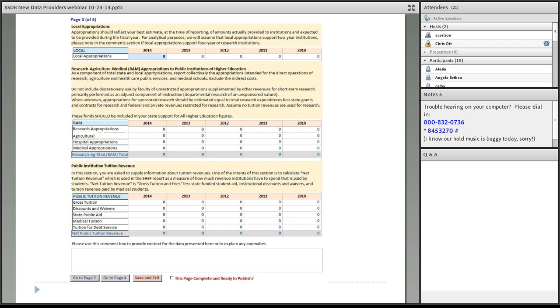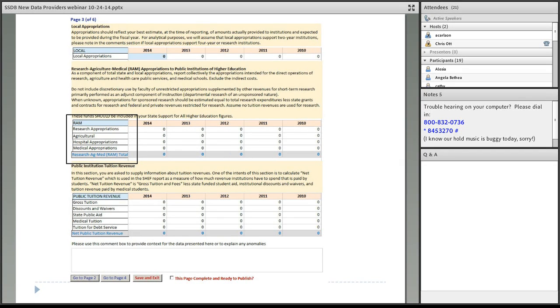In the middle of this page is where we collect what we call RAM. So RAM is research, agriculture extension programs, and hospitals, and then the medical schools: research, ag, and medical, basically. And these are state support dollars that would be included in page 1 that we want to back out as we get to the educational appropriations level for public institutions. Not all states have these as well.